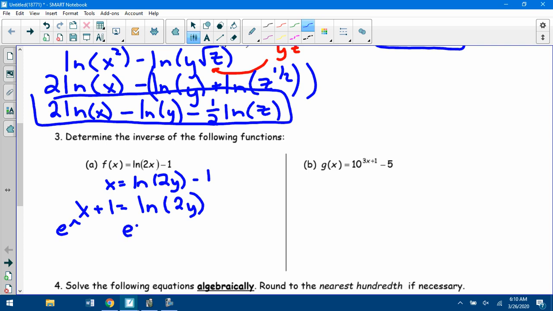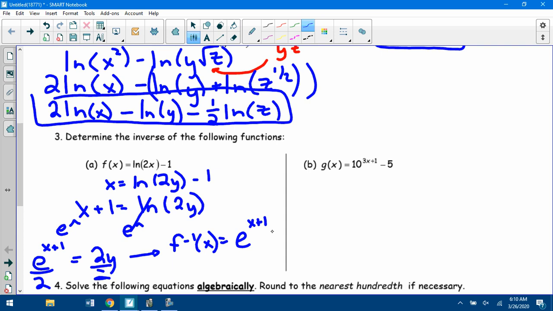And it's important that you know at this point that x plus 1 is in the exponent. So when you write your answer, I need you to write it as e raised to the x plus 1, with clearly having that x plus 1 in the exponent there. Here it cancels, x plus 1 equals 2y. So my last step is going to be divide by 2. So now y is alone, so I can say f inverse of x equals e to the x plus 1 in the exponent, divided by 2. Again, just be really clear what's in an exponent.